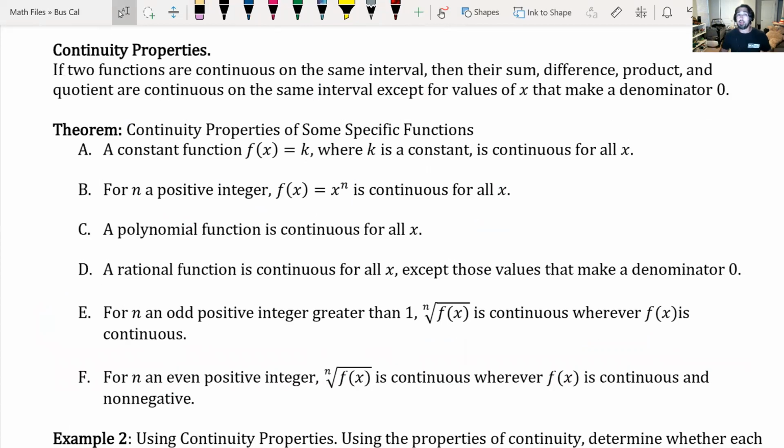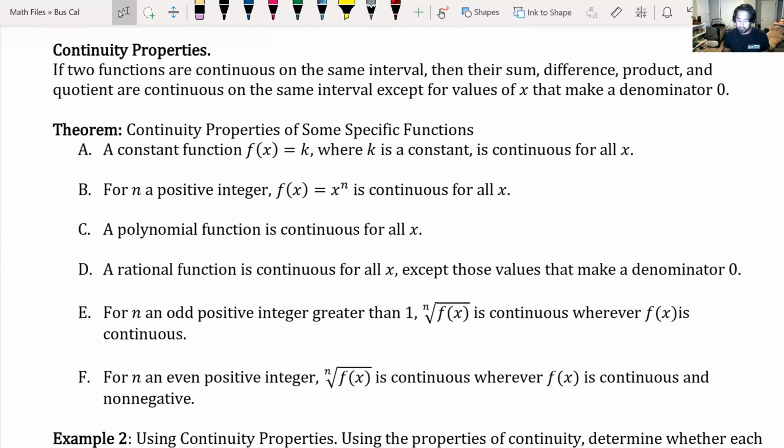Okay, next are continuity properties, which are basically domain properties. So if you know the domain of a function, you know the continuity of that function. You know where that function exists. So let's go over some functions really fast. So in the theorem, in the properties, A says a constant function, f of x equals k, where k is a constant, is continuous for all values of x.